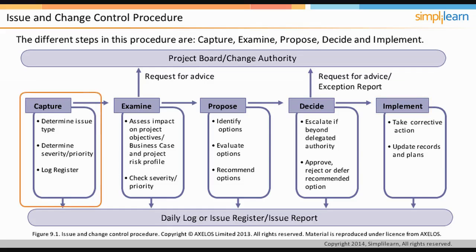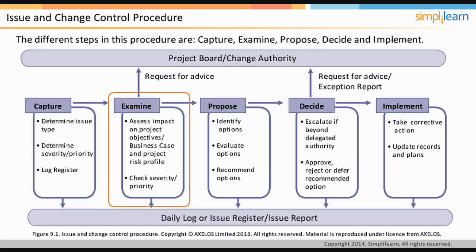The first step in the procedure is to capture the issue and undertake initial analysis to determine the type and severity or priority of the issue that has been raised and whether it can be managed informally or formally. Issues being managed formally should be entered in the log register and given a unique identifier. An issue report should be created to capture what's already known about the issue. It is often useful to ask the person who raised the issue to create the initial issue report.